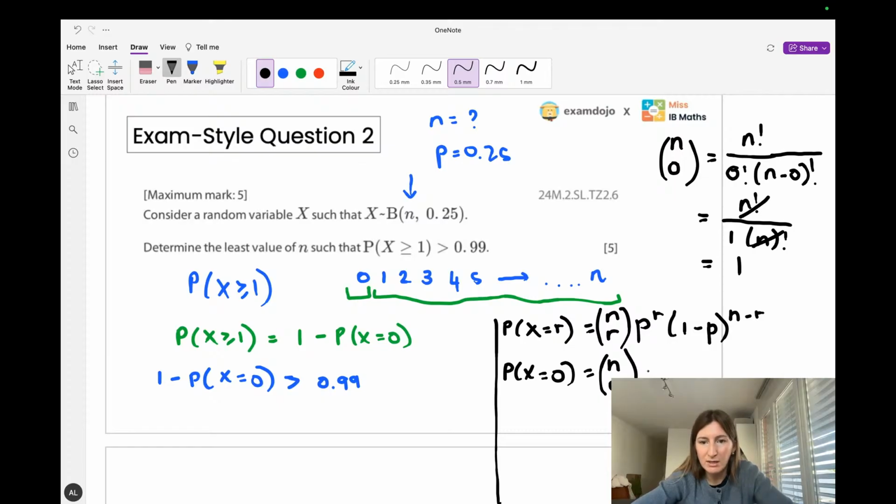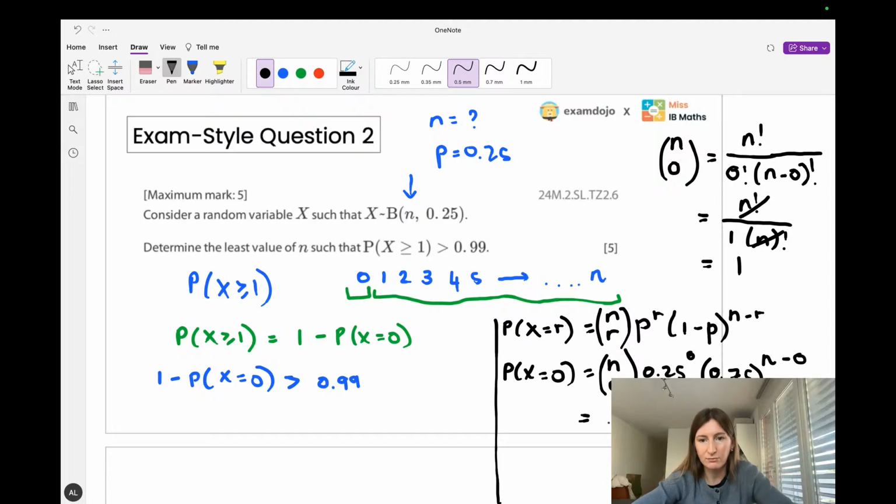Then p was, what was our p? There we go. That's why it's good to have it all written out. 0.25 to the power of 0. That's nice. That's going to just be 1. Anything to the power of 0 is 1. 1 minus p, the complement of 0.25, that's 0.75. N minus r, and we don't know, minus 0 of our r. Let's simplify and see what we get.